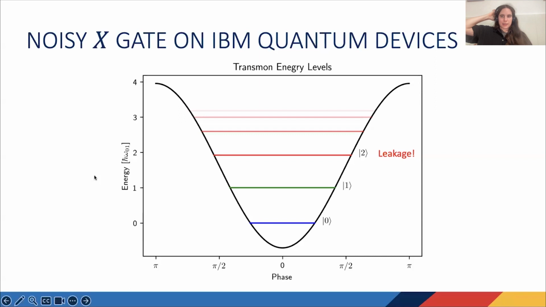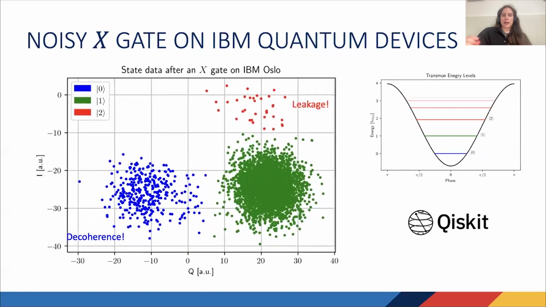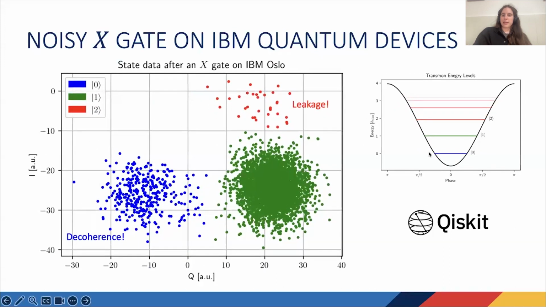IBM offers access to their quantum devices. So I ran some gates on their actual hardware. And this is an example of what the output looks like after that X gate. So I tried to go from the state 0 to the state 1 by applying an X gate. And there was some leakage into higher energy levels, which is not what we wanted. We want all of it to be in the 1 state. And there was also some leftover population in the 0 state.